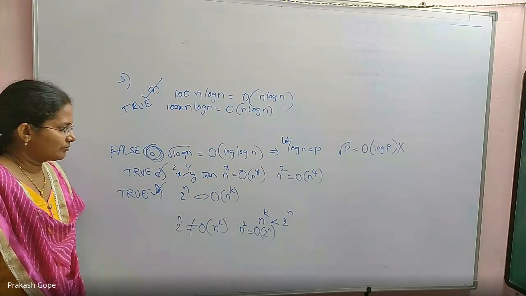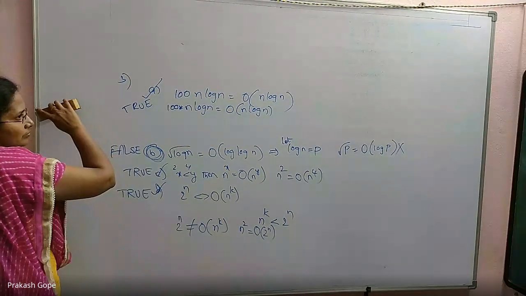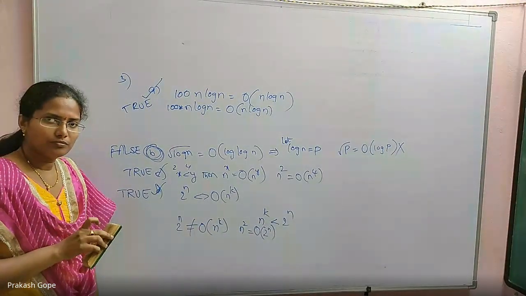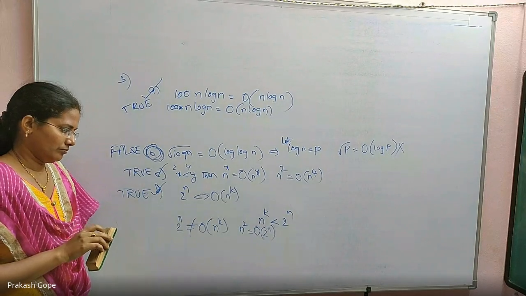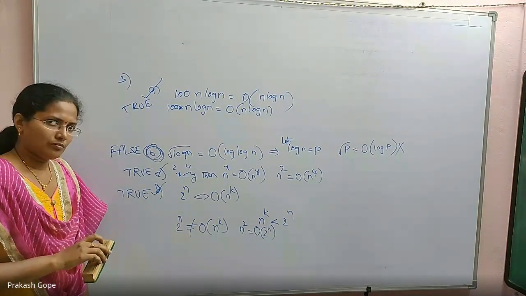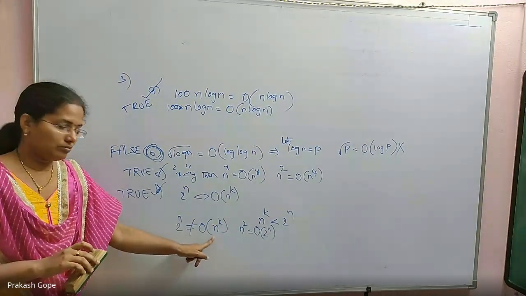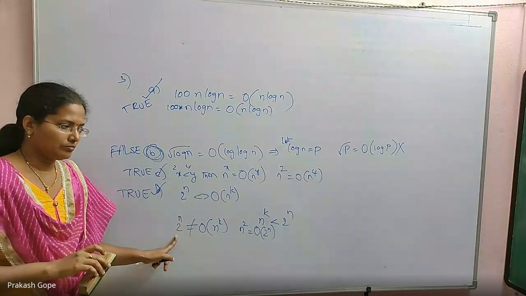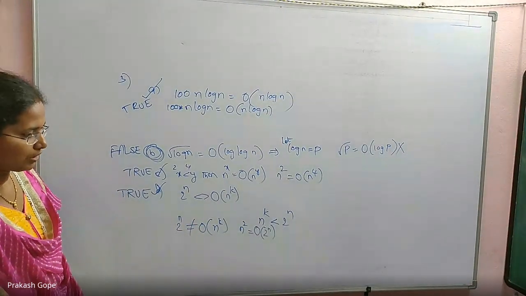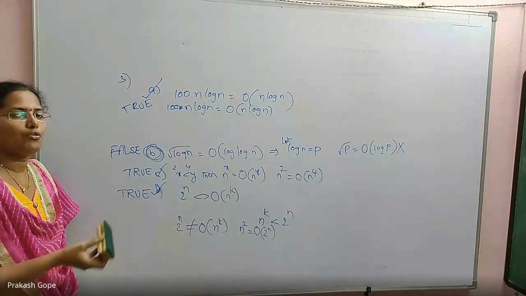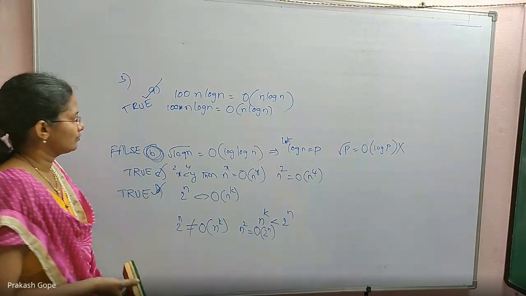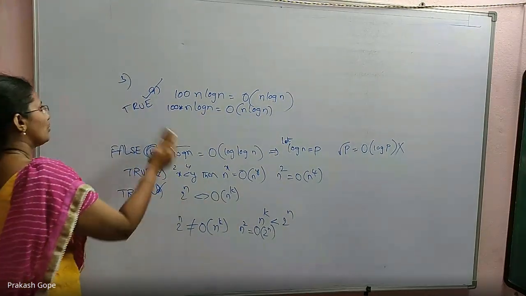Is that okay? Third question. Any doubts? N power k is a polynomial. This is exponential. Polynomial is always less than or equal to exponential. So n power k is equal to big O of 2 power n. The reverse is not true. And I said it is not true, so it's a true statement.